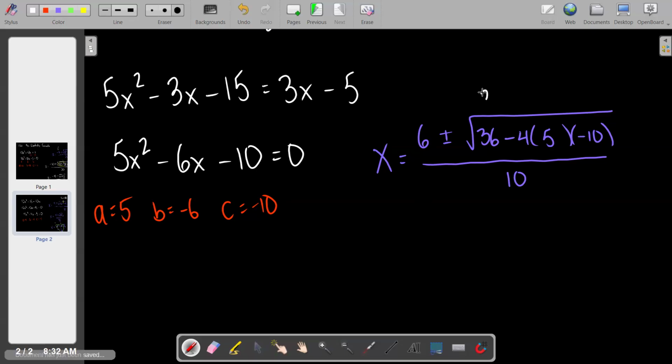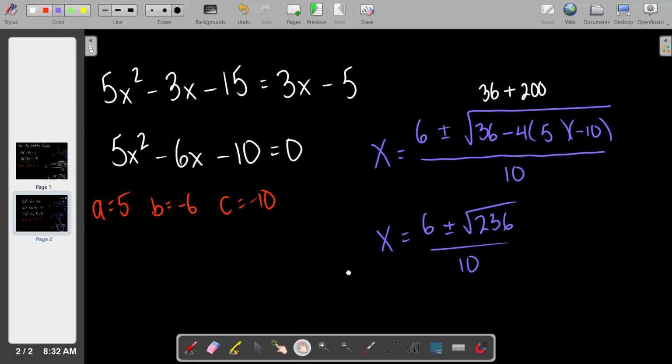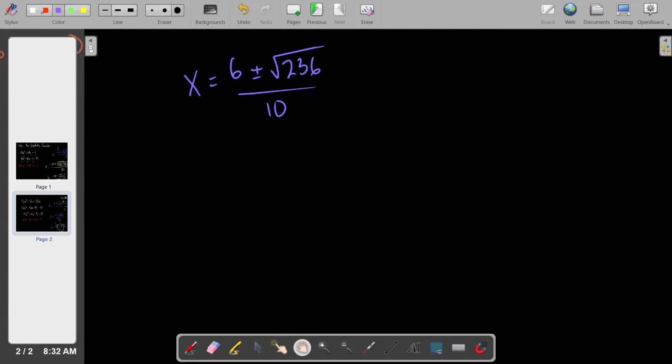What's inside the square root is 36 plus 200. Plain and simple. 4 times 5 is 20. 20 times 10 is 200. What is 36 plus 200? So x is currently equal to 6 plus or minus the square root of 236, all divided by 10. You think 236 is dead? I don't. Here's what I know.